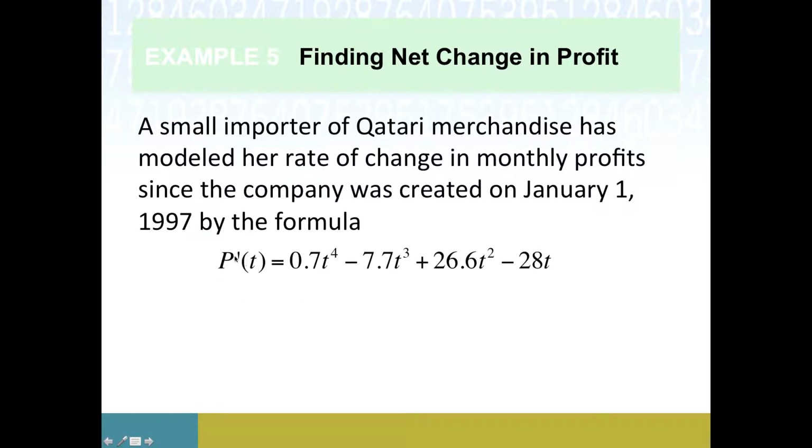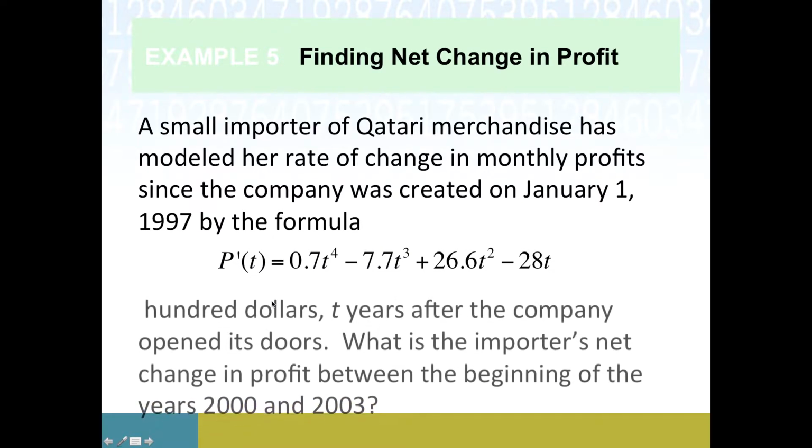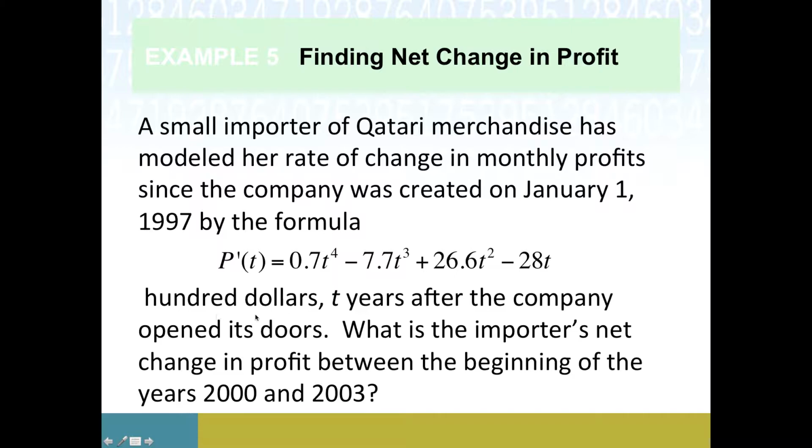This is the rate of change in profit. Notice it's got a little apostrophe there, so you could call this marginal profit if you'd like. This is measured in hundreds of dollars, so we do want to be a little bit careful about units on that piece, but we'll make it work. This is t years after the company opened its doors, so again, t years after the beginning of 97. And then here's the real question. What is the importer's net change in profit? So that's kind of the catchphrase here for what we're looking at.